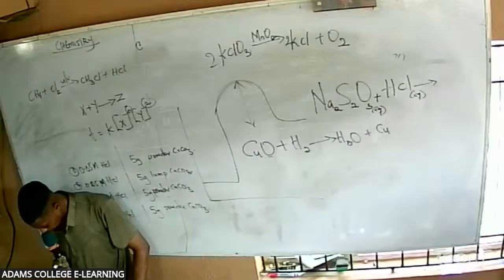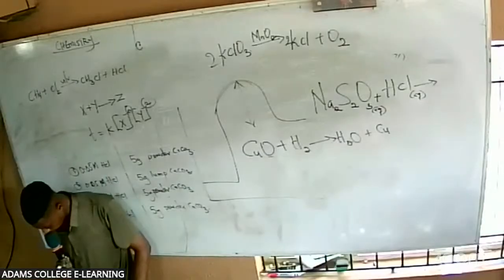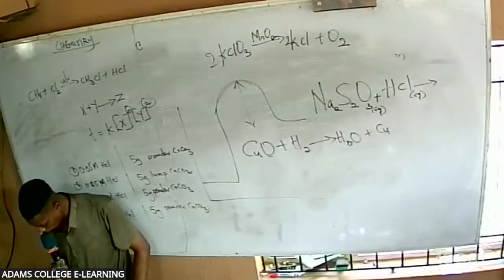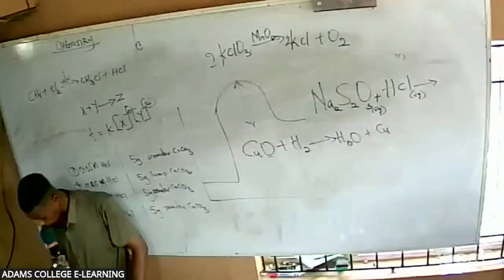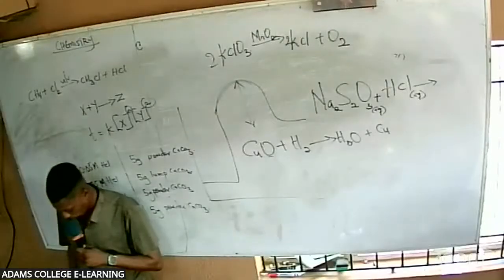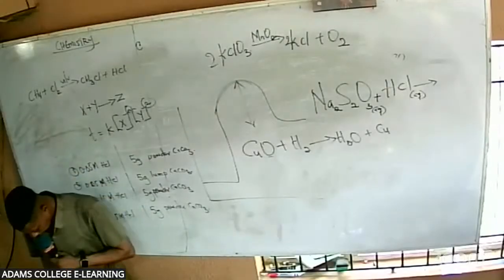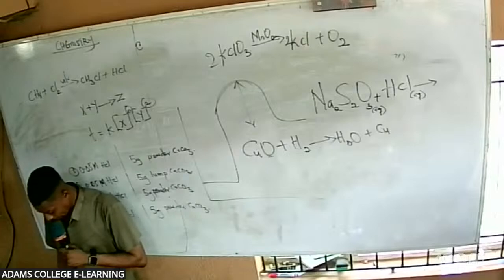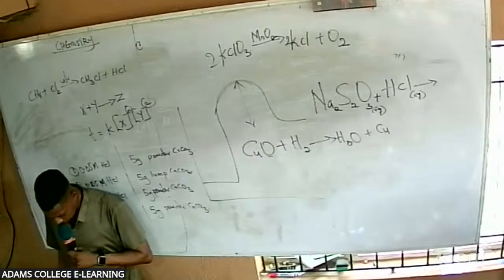Okay, I think I'll just take this last question, then we'll proceed. Which of the following will liberate hydrogen from dilute sulfuric acid? No, the formula for sulfuric acid is what? H2SO4. So which of the following will liberate hydrogen from dilute sulfuric acid?